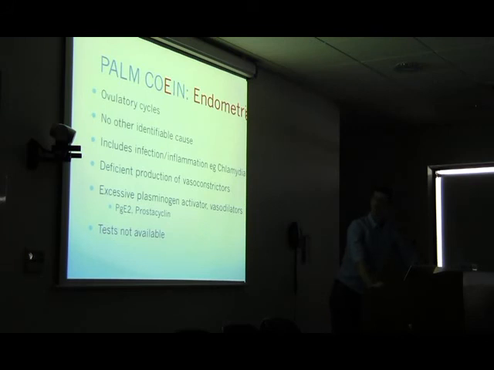So E is for endometrial abnormalities. So this is in women with ovulatory cycles and in which there is no other identifiable cause. Probably includes infection or inflammation such as chlamydia infection, but has been shown to be due to deficient production of vasoconstrictors or excessive plasminogen activator or vasodilators such as PGE2 and prostacyclin. These have been studied and have been shown to be highly relevant in endometrial bleeding, but currently tests are not available to identify these local abnormalities.